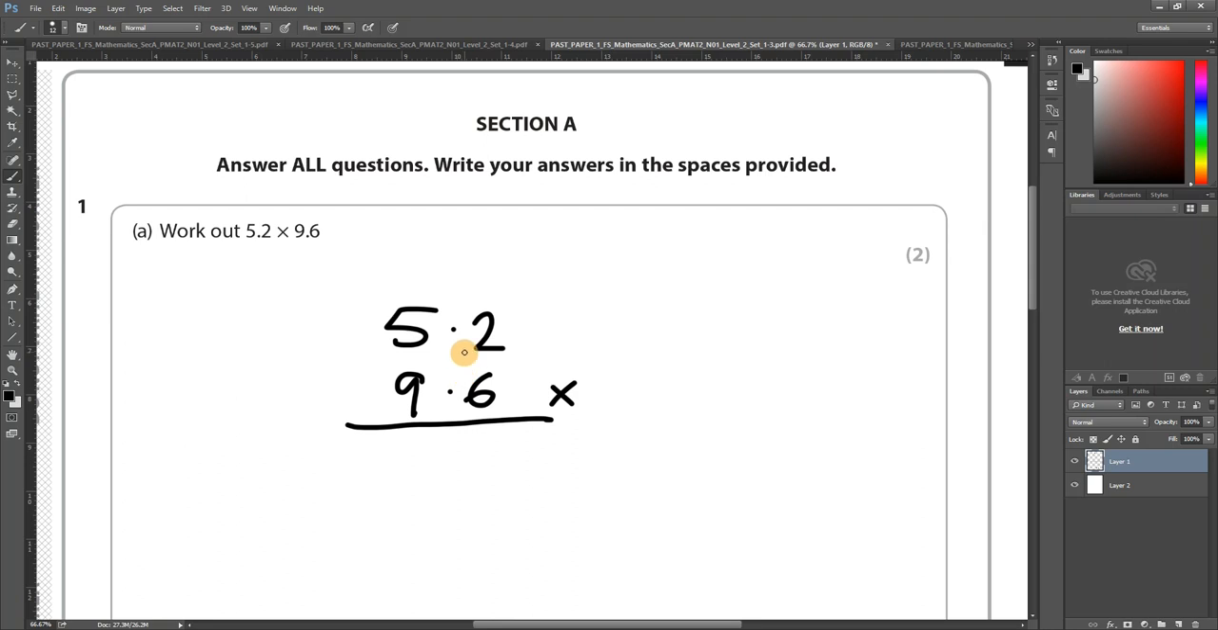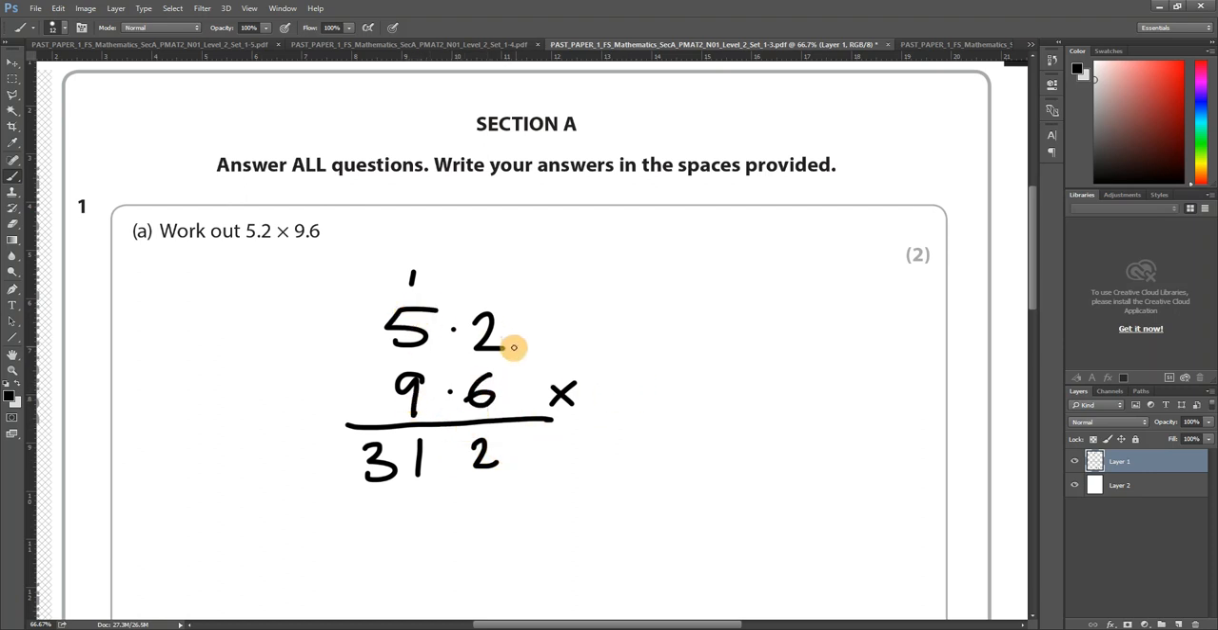Let's just ignore the decimal points for now. So all the numbers at the top, we're going to multiply by all the numbers at the bottom. You always start from the right-hand side. 2 times 6 gives you 12. Put the 2 down, carry the 1. 5 times 6 is 30, plus the 1 is 31. So that's the 6 done.